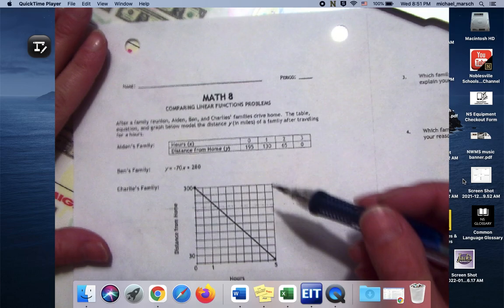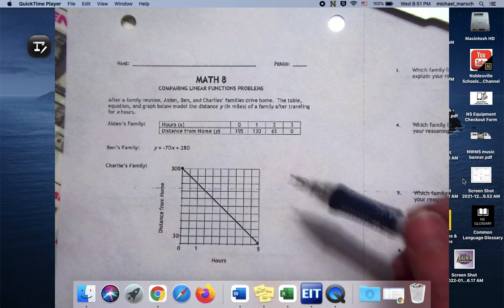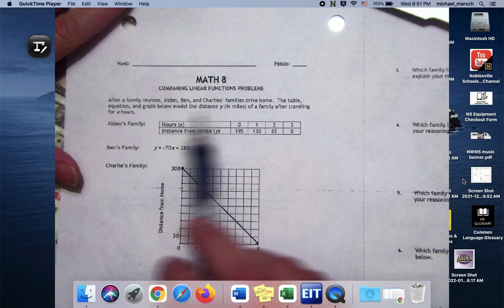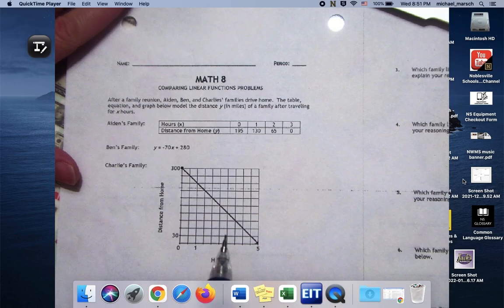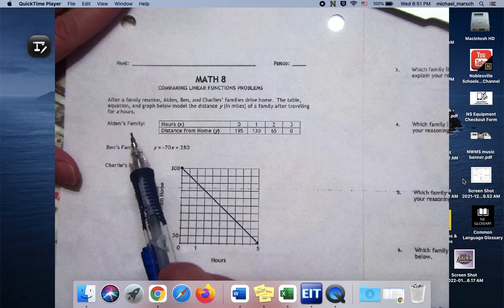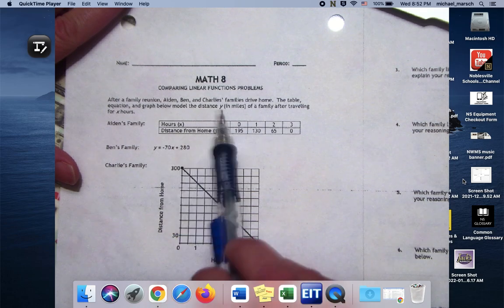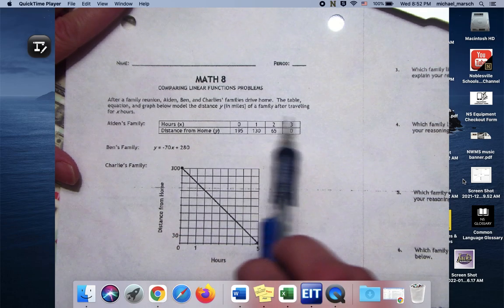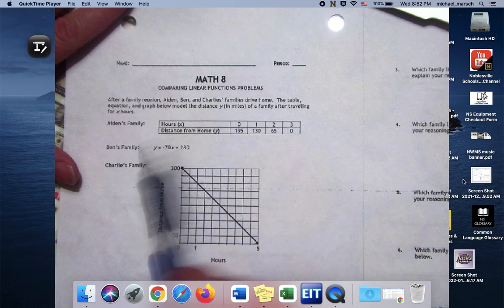Okay, so back to the math. You guys, the good stuff. All right, we have these three families driving home from a family reunion. The table, equation, and graph below model the distance in miles of a family after traveling x hours.